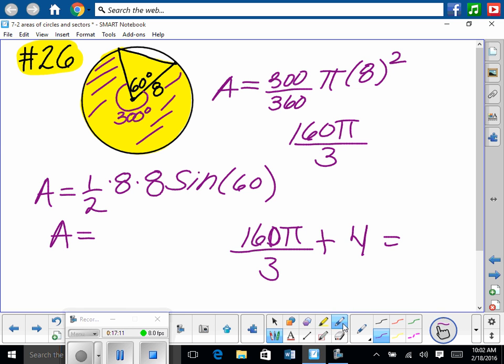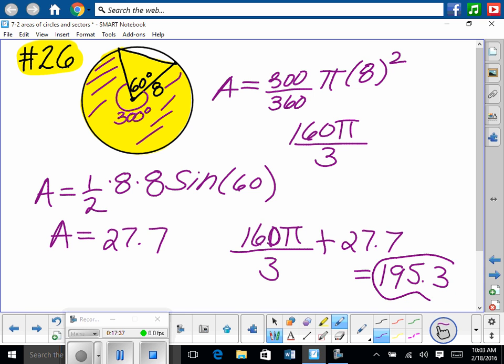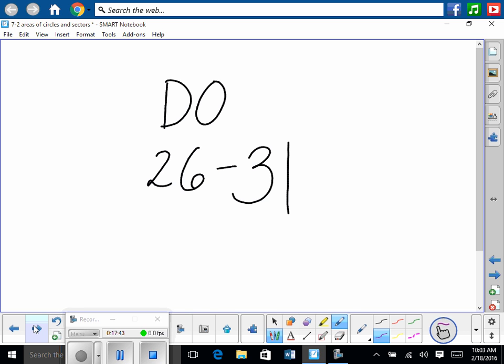So 0.5 times 8 times 8 times sine of 60. Sorry, yeah, you're right. It would be 27.7. So it'll be plus 27.7, which gives 195.3. Is everybody good with how to do that? Okay, so these are what are required of you to do: 26 to 31.